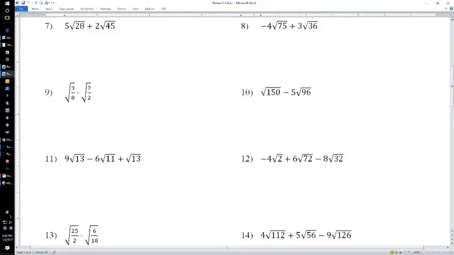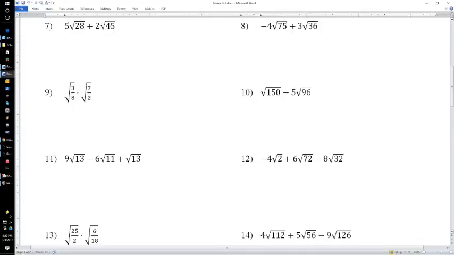Okay, for this recording, we're going to be just burning through numbers 7 through 14 rather quickly. Again, when we're adding or subtracting these, we just need to make sure we have like terms. We need to have the same radical. When we are multiplying, we multiply the coefficients together, and we multiply what's inside the radical together. And then we reduce if possible.